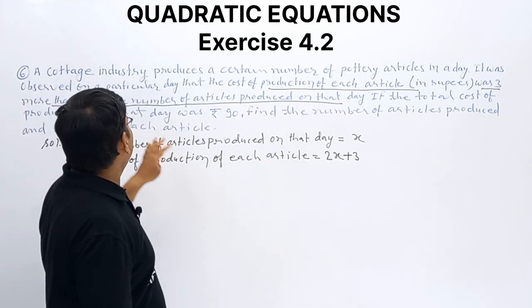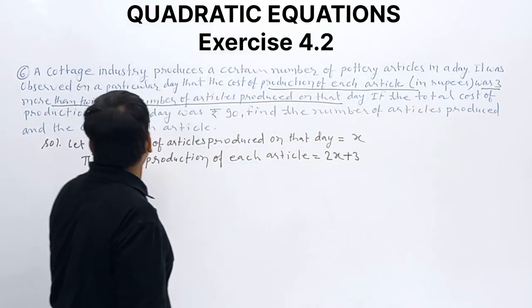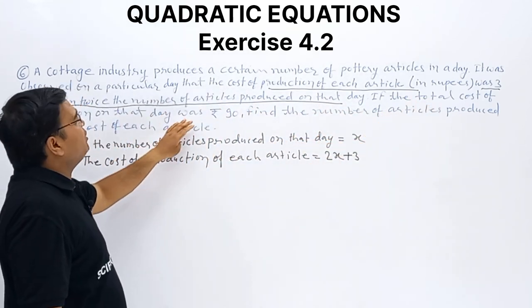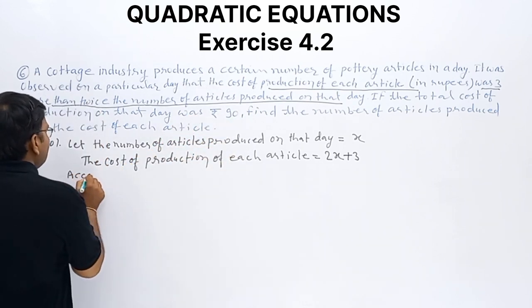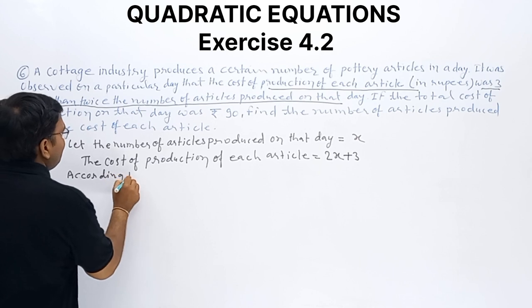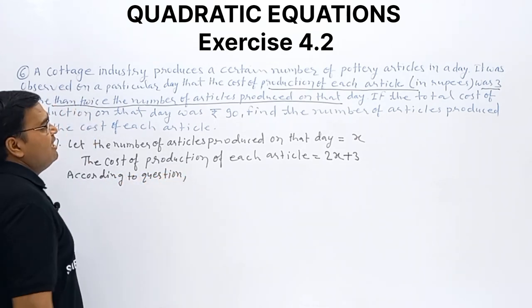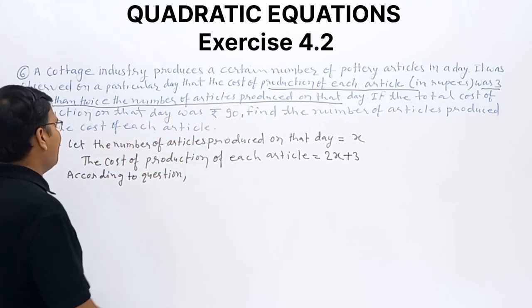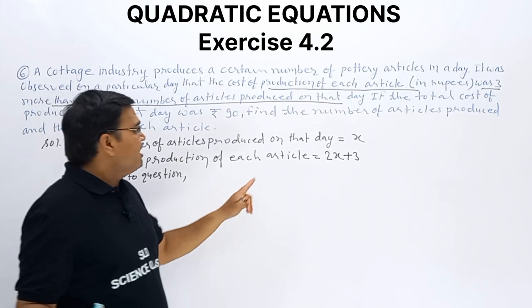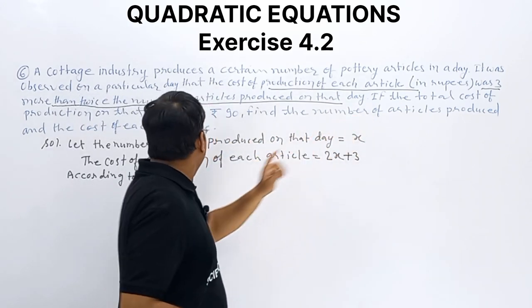Clear? Then finally what we are having? If the total cost on a particular day is 90 rupees. So according to the question, what we can say? If the total cost of the production on that day was 90 rupees, number of articles produced on that day, this one.